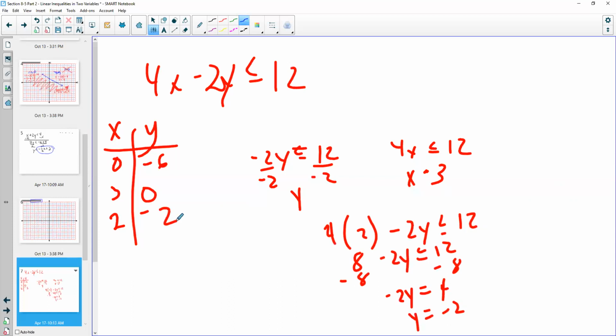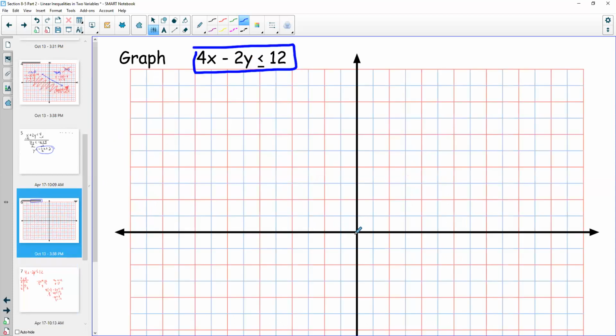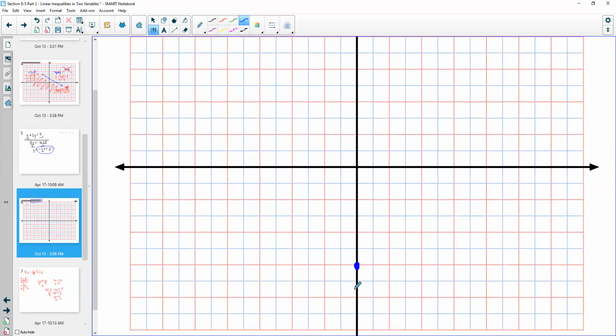All right. So I have my points. I'm going to go plot them. 0, negative 6. Scroll down a little bit. I have 3 and 0, and 2 and negative 2. That is going to work. So here's my line. It is solid because of the equal to.